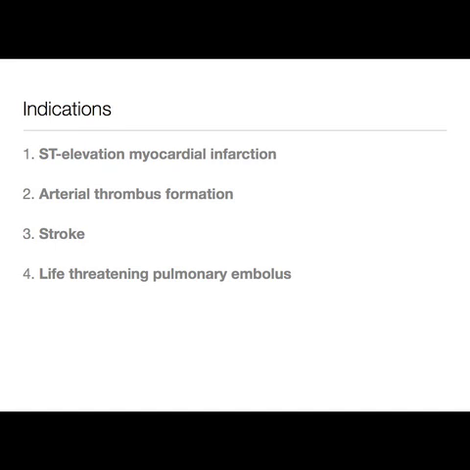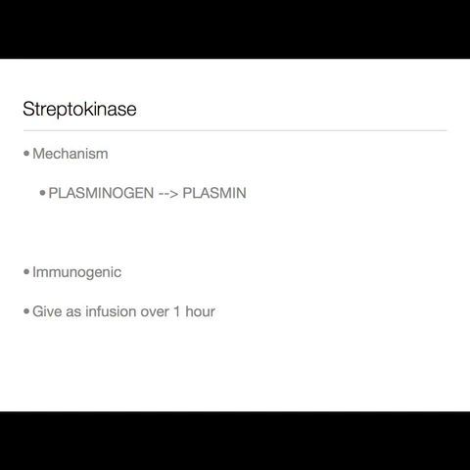Lastly, in this podcast, I want to talk just very briefly about thrombolytic agents. The important indications for thrombolytic agents are in the context of ST elevation myocardial infarction, arterial thrombus formation, stroke, and for life-threatening pulmonary embolus. You need to be aware of streptokinase. This is one of the oldest thrombolytics and has its mechanism by turning plasminogen into plasmin. Importantly, however, streptokinase is immunogenic, so it can only be given once. It's usually given as an infusion over about an hour.